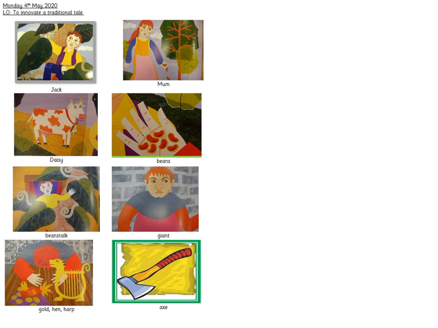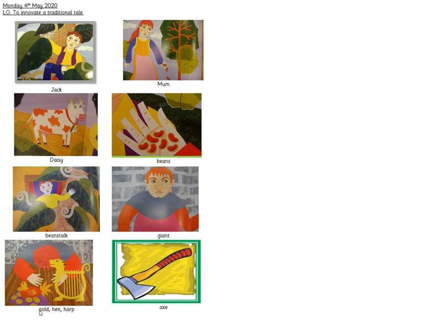So we're going to be looking at these features and we're going to think of alternatives. So we could have a different person to Jack, a different person to Mum, a different animal to Daisy the cow, something different for the beans, something different for the beanstalk, something different for the giant.